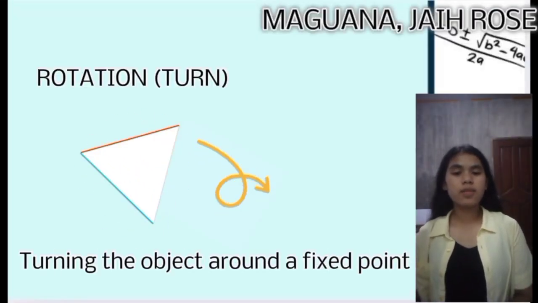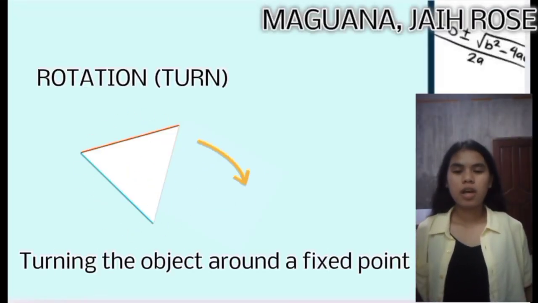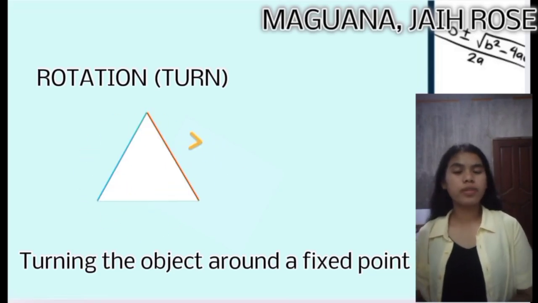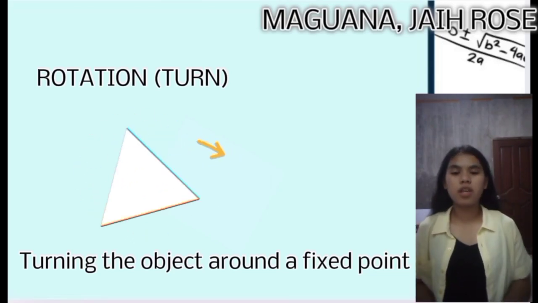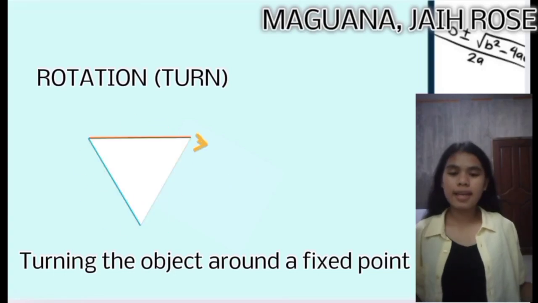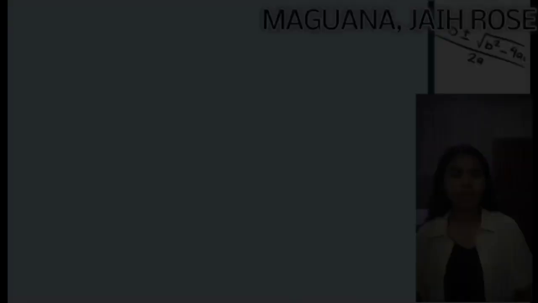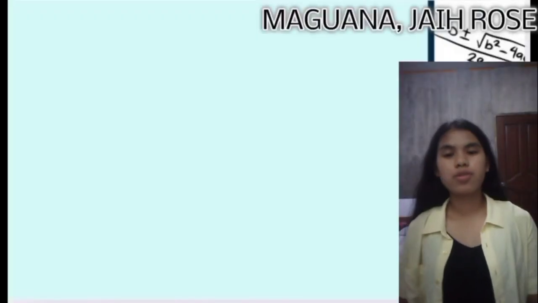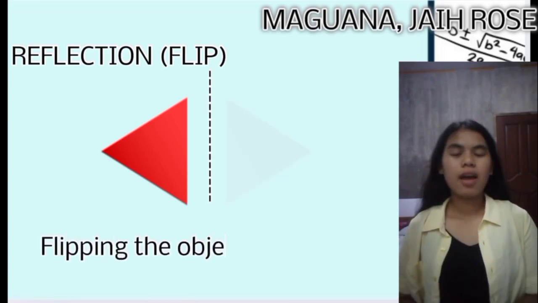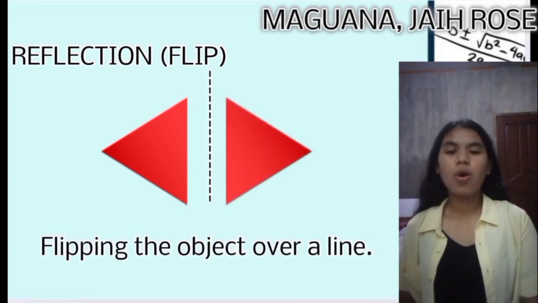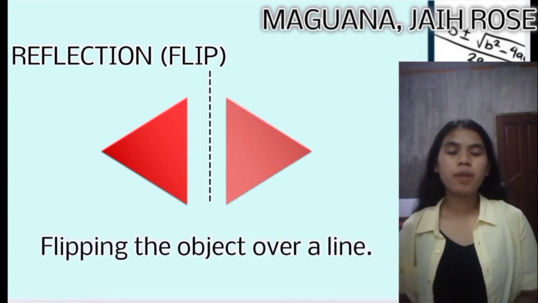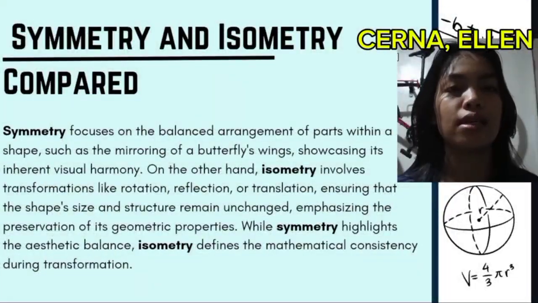Rotation is turning an object around a point. There is a point, or what we call the point of rotation. Around the point of rotation, an object can be moved, and it can be inside or outside the turning point. And last is reflection. Reflection is flipping an object over a line. The line is what we call the line of reflection, which helps us to determine the measurements of an object.